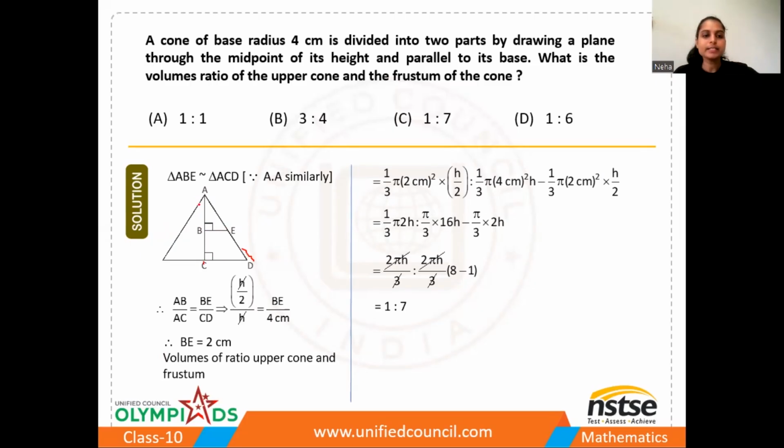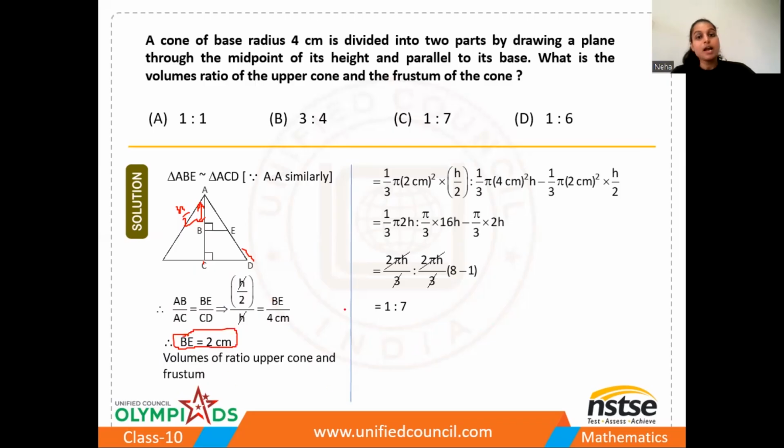I'm cutting it from the midpoint. That means this height AB is h by 2. If AC is h, then AB is h by 2. So I'm just putting the value of AB and the value of AC. Then h and h get cancelled out, so it becomes BE by 4, right? That means what is the value of BE? BE is equal to 2 centimeters.